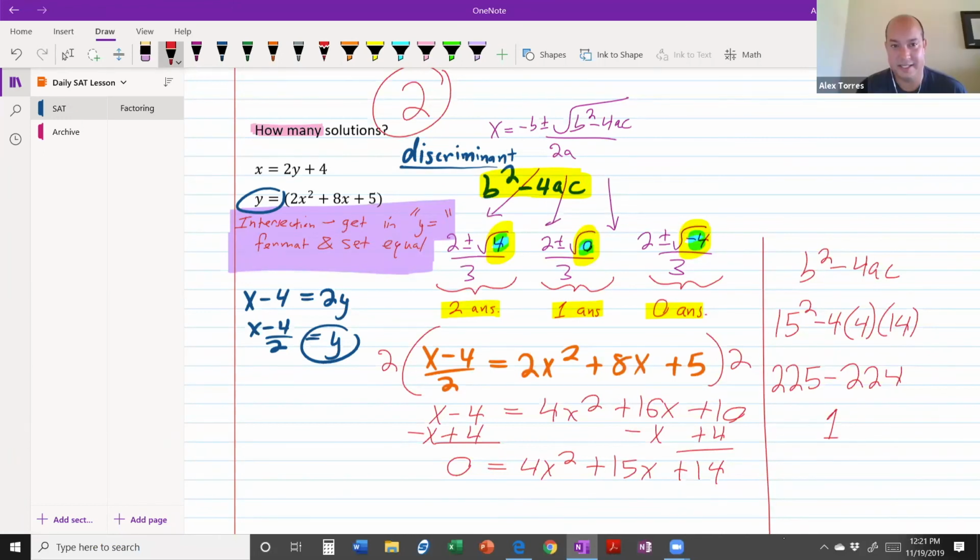And this exact lesson will be continued tomorrow, where we'll talk about other aspects such as completing the square, more discriminant, GCF factoring, differences of squares, all the different applications of quadratic factoring that you must know in order to do your best on the SAT.